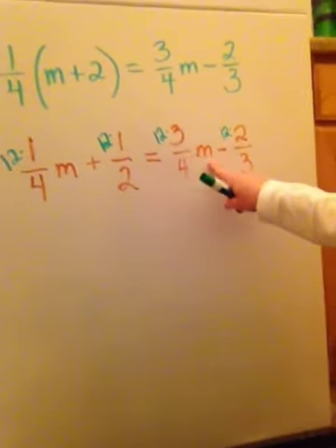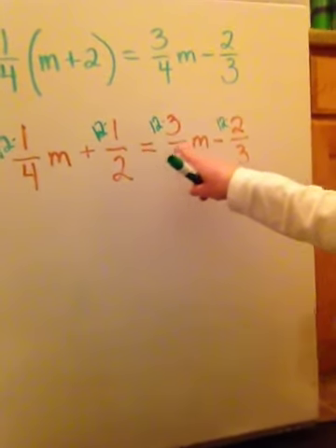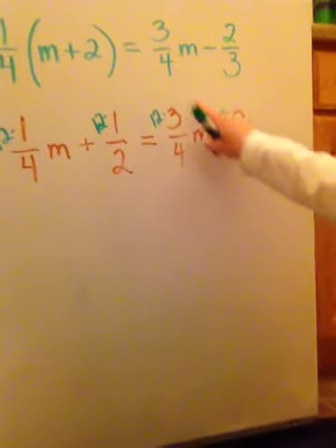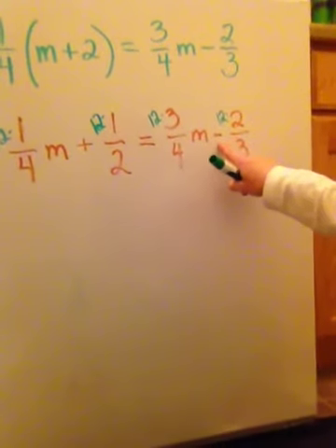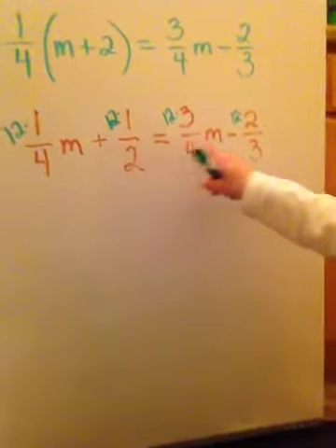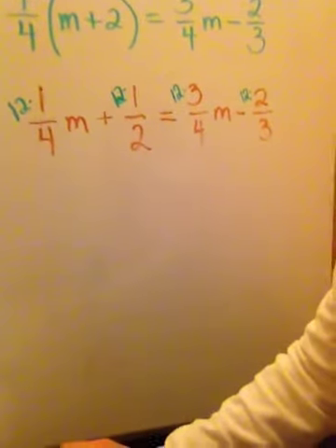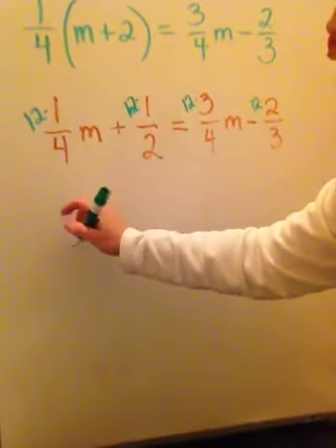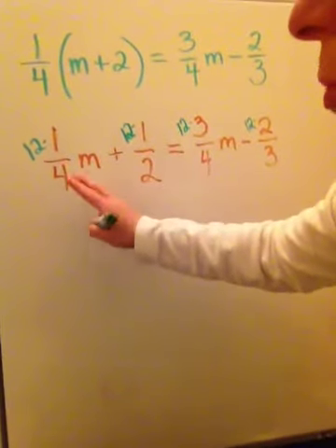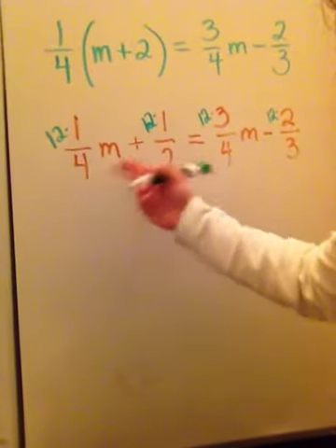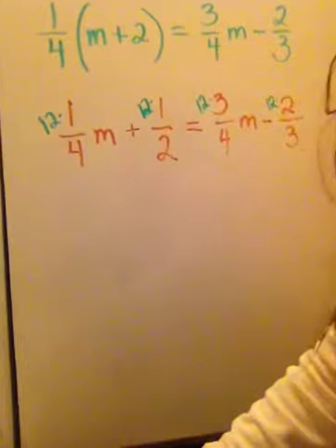Notice I'm not multiplying this m by 12 and the 3/4 by 12 separately, because that is one term. The terms are only separated by plus, minuses, and equal signs. Okay, so I'm just putting it next to the 1/4 because we're going to do it with the numbers, and the m just kind of gets attached.